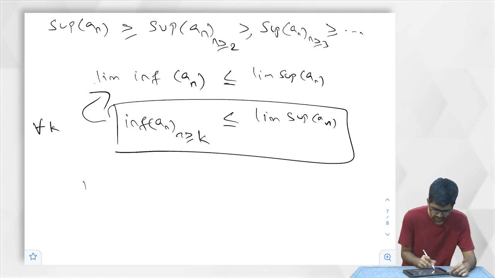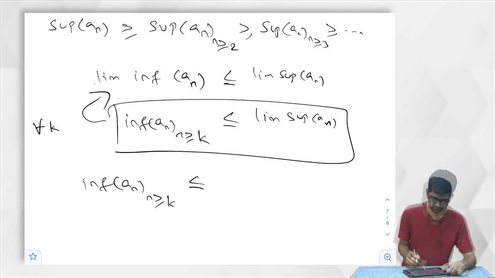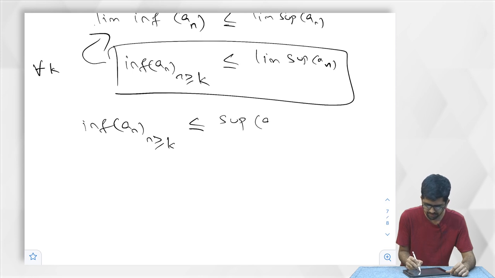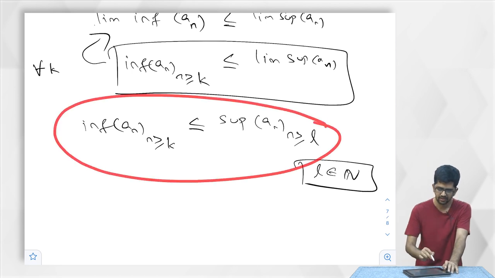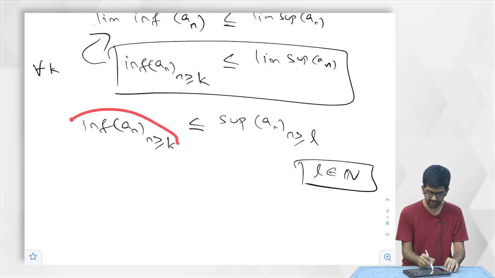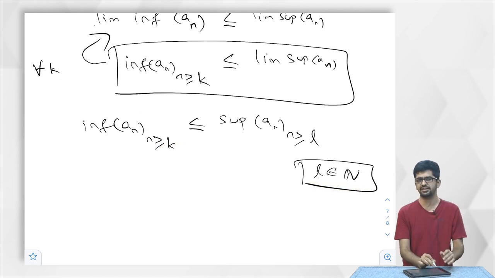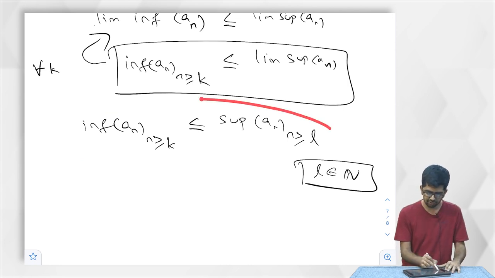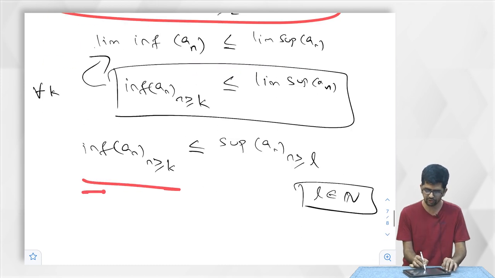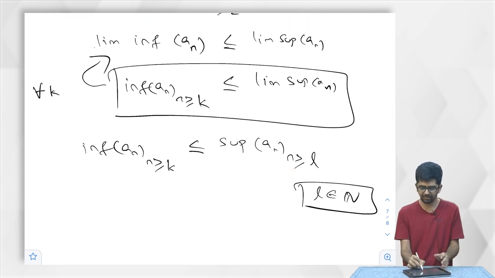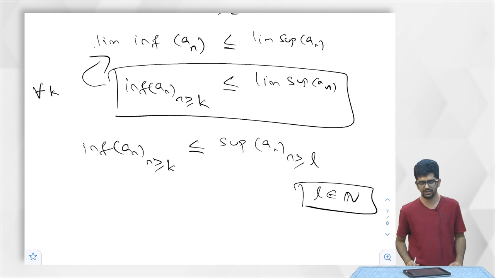So, I am trying to prove that infimum of a_n for n greater than or equal to k is less than or equal to supremum of a_n for n greater than or equal to l, for every l belonging to N. Here k is fixed, l is varying; k is the one that I fixed in the beginning. Now, if I prove this is true for every l, then because it is a decreasing sequence and this is a lower bound, if I take the limit here, that will still be greater than or equal to this. That's what we need to understand.